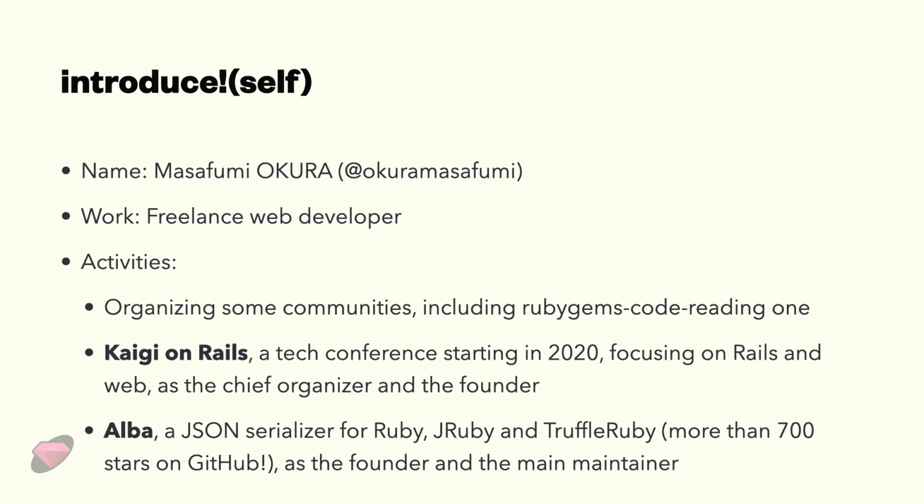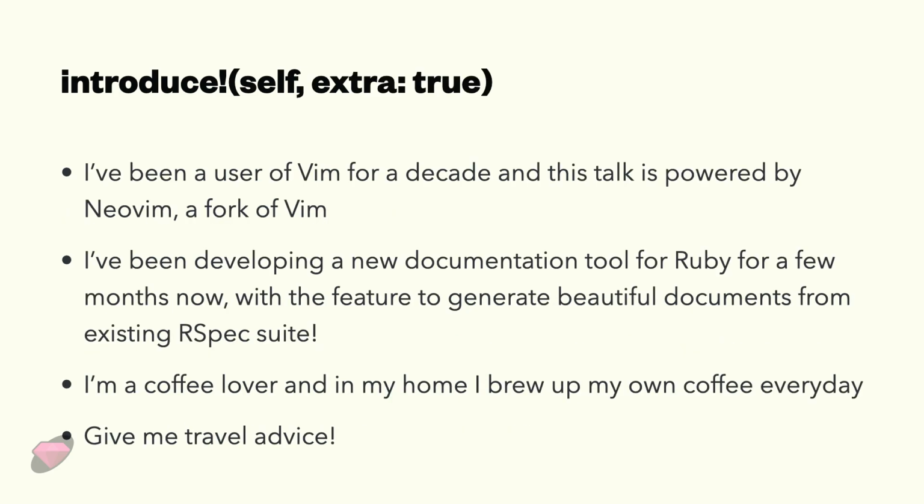I also develop Alba, which is a Ruby gem, a JSON serializer like Active Model Serializers, but much faster and with much shorter code. It works for JRuby and TruffleRuby as well, and I still maintain it. I read source code with Vim. I've been using it for about 10 years. I'm also building a new documentation tool, as I mentioned in the pitch for an unconference talk. Unfortunately, it was not accepted. But maybe it's fortunate, I don't know.